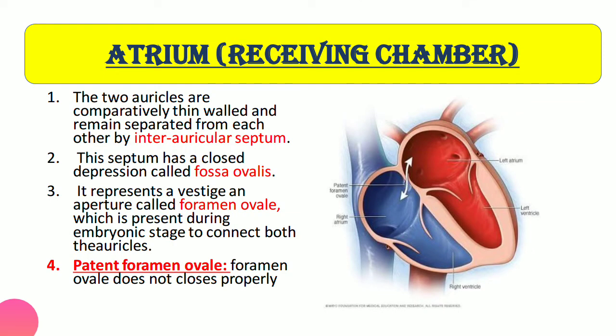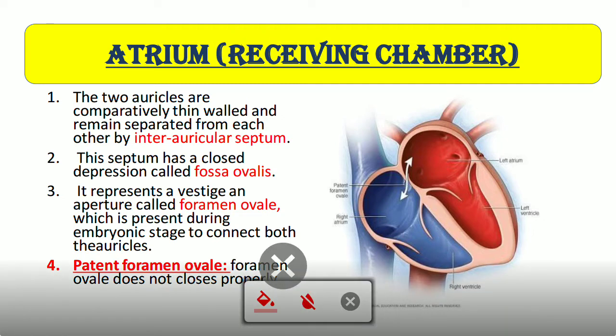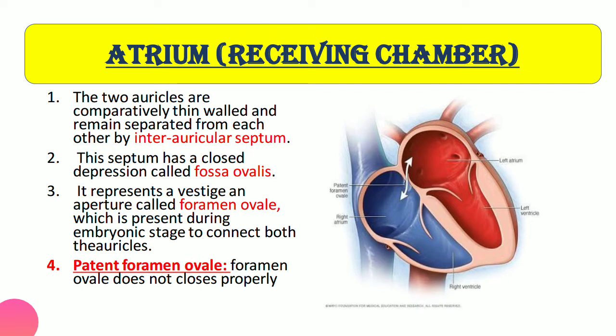Now coming to the atrium. You all know the two upper, smaller chambers are known as atrium, or atria, or auricles. These two auricles are separated by the interauricular septum. It is very important to know that the septum has a closed depression known as the fossa ovalis. There is one depression in between these two auricles, and that depression is the fossa ovalis. What does it represent actually?